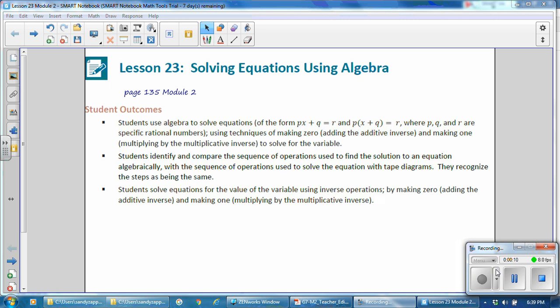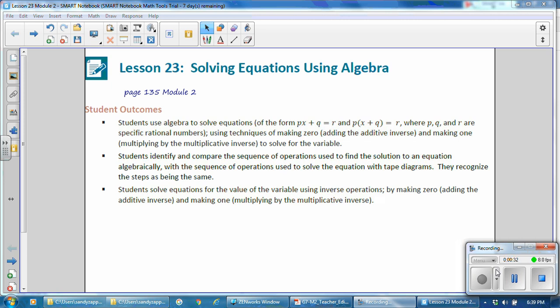Students use algebra to solve equations of the form px plus q equals r and p times the quantity x plus q equals r, where p, q, and r are specific rational numbers, using techniques of making 0, adding the additive inverse, and making 1, multiplying by the multiplicative inverse, to solve for the variable.